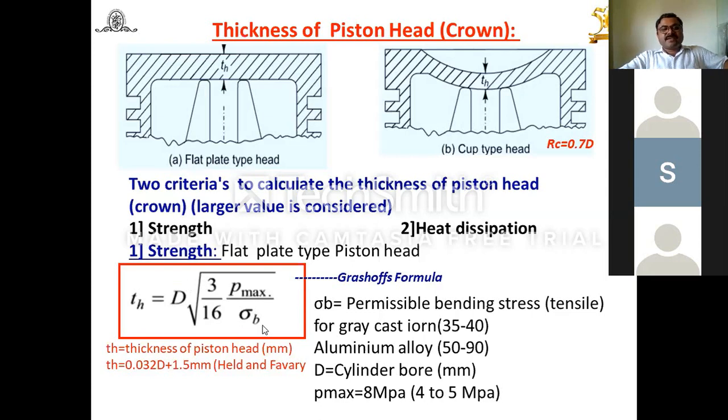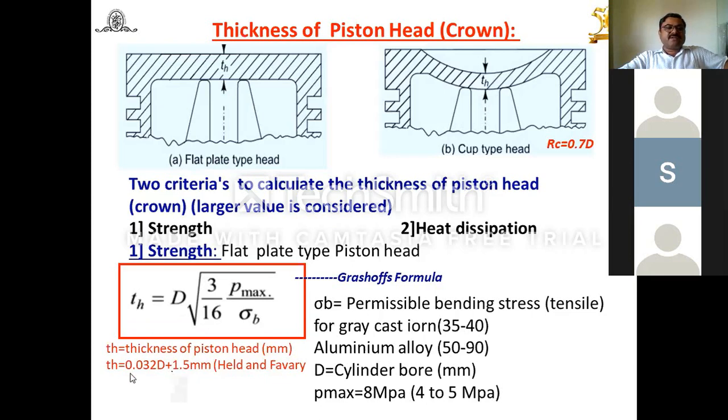Again, you will find this sigma B, the permissible bending stress. If it's not given, if the piston is made of gray cast iron, the value is in the range of 35 to 40 Newton per mm square, and for aluminum alloy, it's 50 to 90 Newton per mm square. Again, the maximum pressure inside the cylinder after expansion is 8 megapascal. If it's not mentioned, you can assume in the range of 4 to 5 megapascal while finding the thickness of the piston head. Again, an empirical relation is also given.